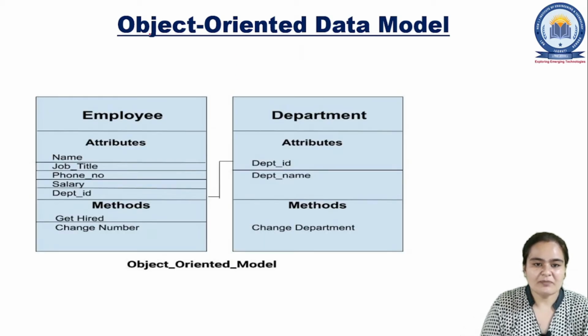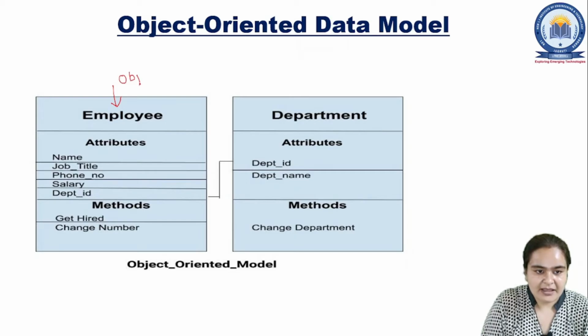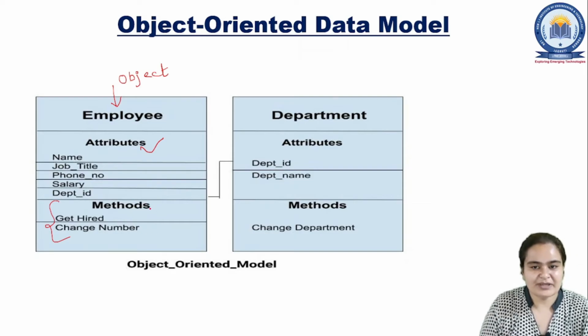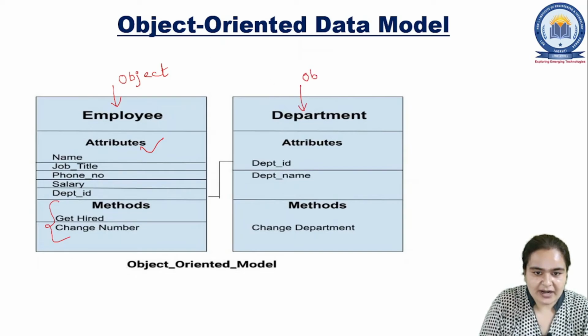Now this is what the object-oriented data model looks like. We have one object that we called an entity in terms of the relational data model. This is an object which has several attributes, and if we want to manipulate something, we can also have methods within this object-oriented data model. Similarly, we have another object called department, which also has certain attributes.